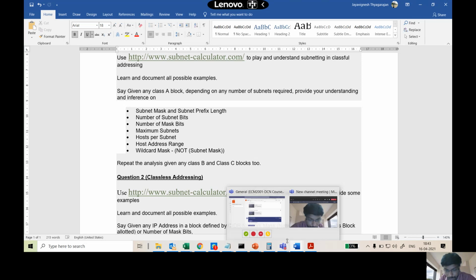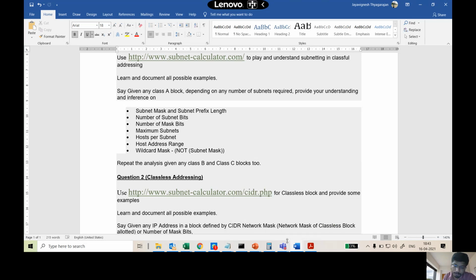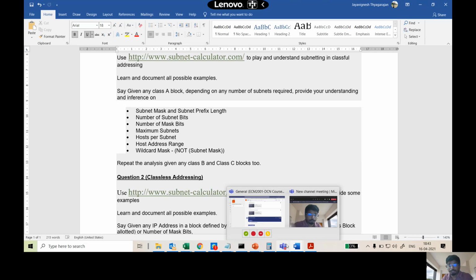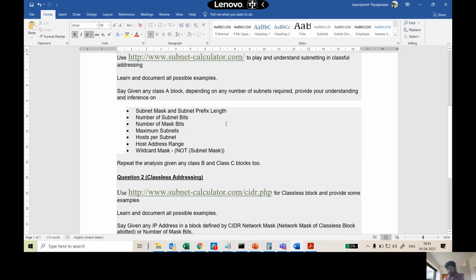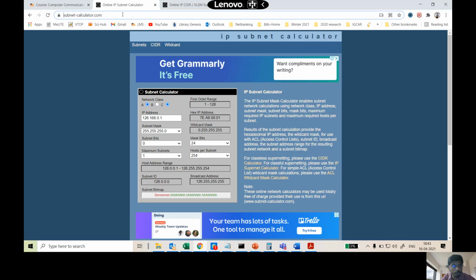Whatever examples we saw here were typically like a /24, which was like a class C. But the beauty is that you can do subnetting in a classful block or a classless block. That's why there are two sites there. I'll just show you that site. So this is the subnet calculator. Here you can understand, just by doing the calculations, how many hosts will be there in a particular subnet, and all the combinations.